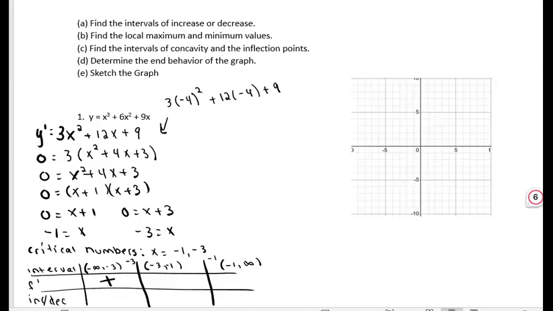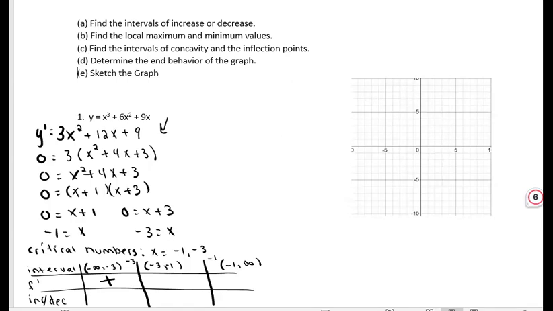So as we go down through, -4 squared is positive 16. Positive 16 times 3 is 48. And then we have our 12 times -4, and 12 times -4 is -48. So those two are going to cancel each other. But then we still have +9, which leaves a positive value for the overall first derivative. So that means in this interval it's positive. So then we do the same thing again.